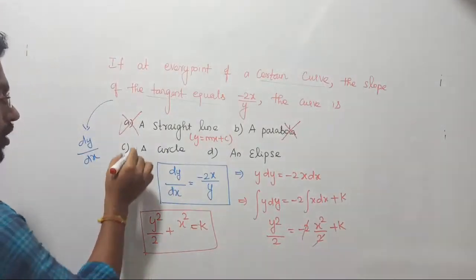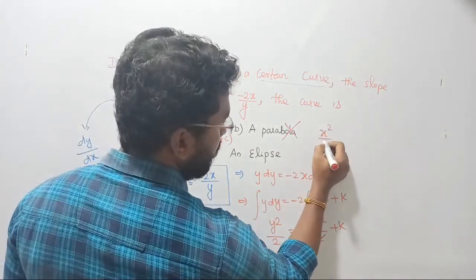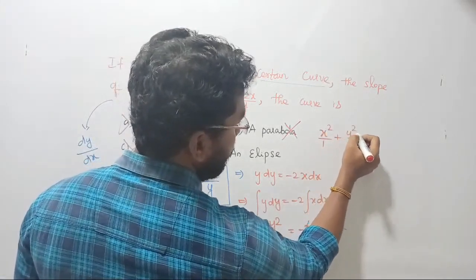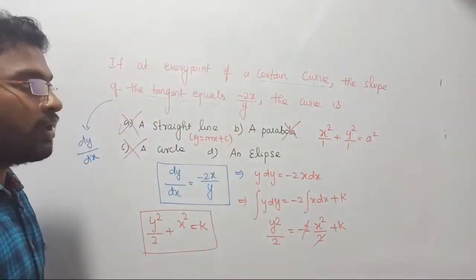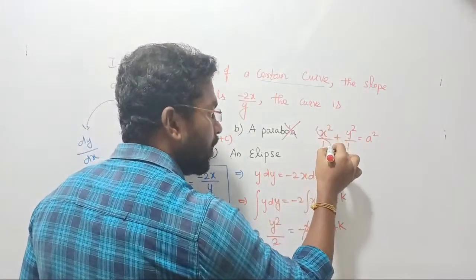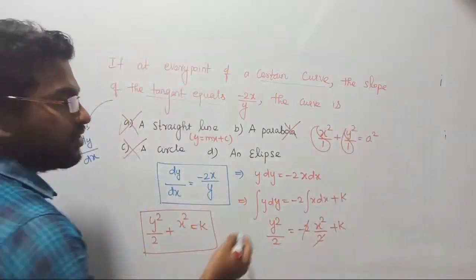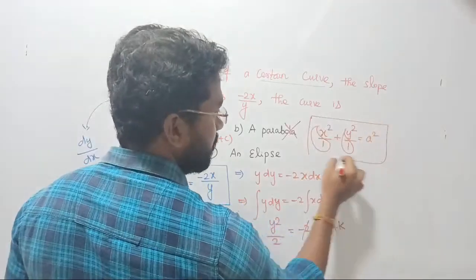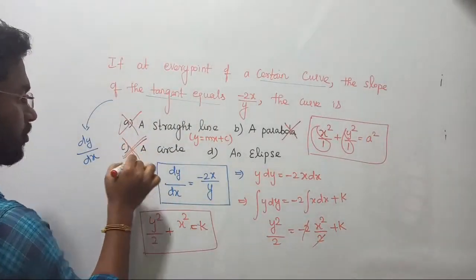And it is also not a circle, because in case of a circle the equation is x square by 1, y square by 1 only, you are going to get equal to a square. That is the circle equation. You are not supposed to keep any coefficient with a circle, right? So here you are supposed to keep 1 only, right? So this is the representation of a circle equation. Given it is, I am not getting like that, so this is also not a circle.